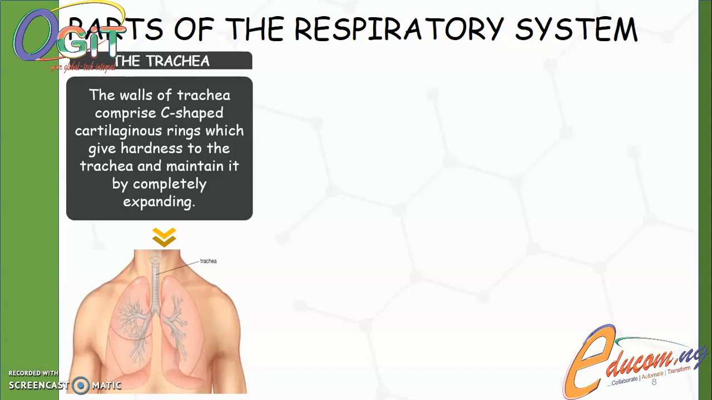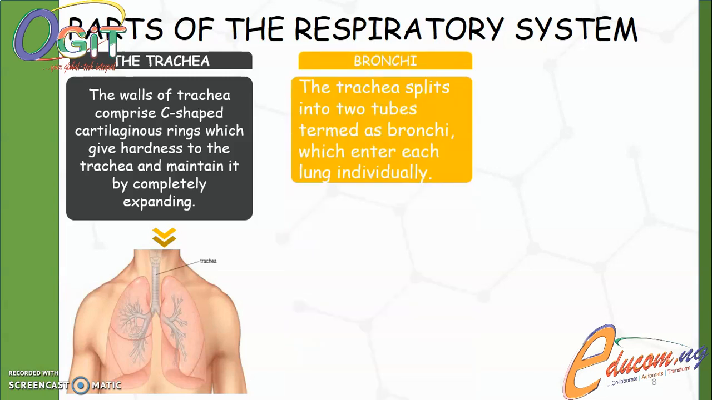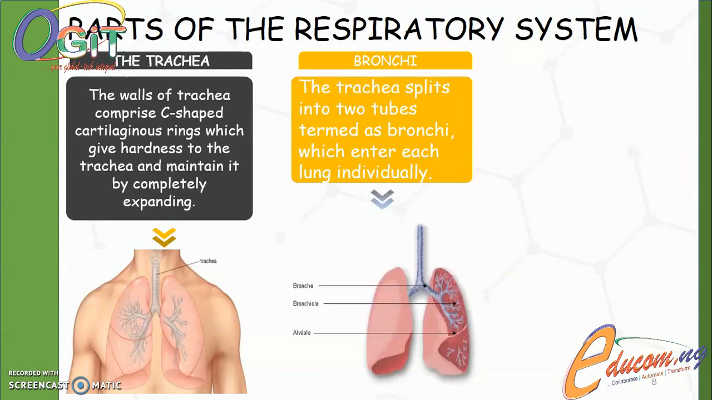The trachea extends further down into the breastbone and splits into two bronchi, one for each lung. Also, the bronchi. The trachea splits into two tubes termed as bronchi, which enter each lung individually. The bronchi are divided into secondary, tertiary, and into bronchioles, which are again further divided into small air sacs called the alveoli. That's the illustration. That's what the bronchi look like.